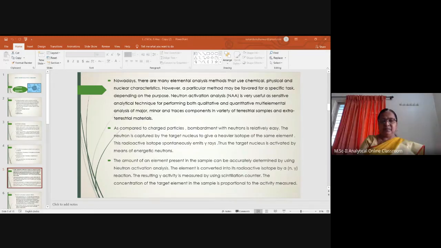Okay, then consider about this, that is the amount of an element present in the sample can be accurately determined by using neutron activation analysis. The element is converted into its radioactive isotope by N gamma reaction. N gamma reaction means आपण ब्रॅकेट मध्ये N कॉमा गॅमा लिहिलेलं आहे. What is the meaning of that?